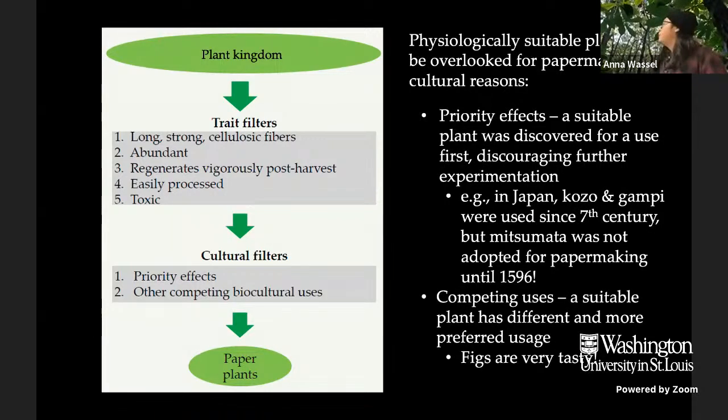The other reason is that there might be a competing use. So if you're using a plant in a certain way, figs are very tasty, in my opinion. You might not want to use that plant for paper. You might want to use something else that is inedible.